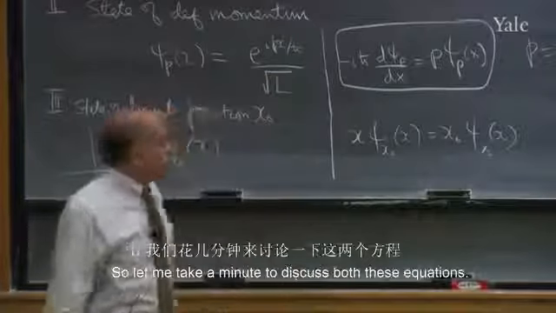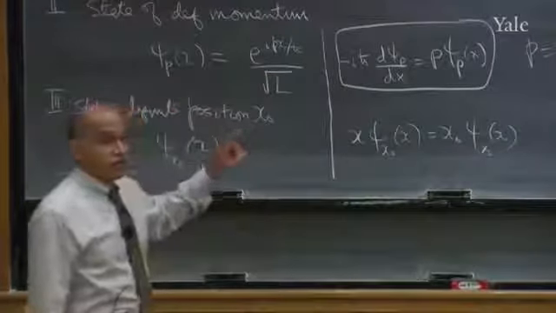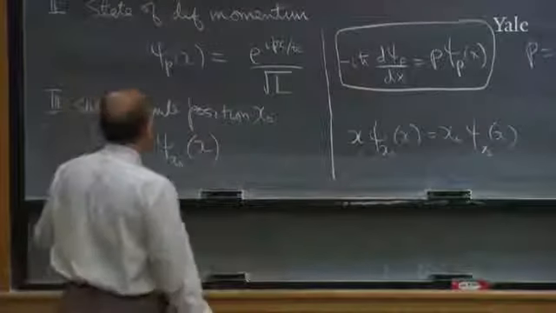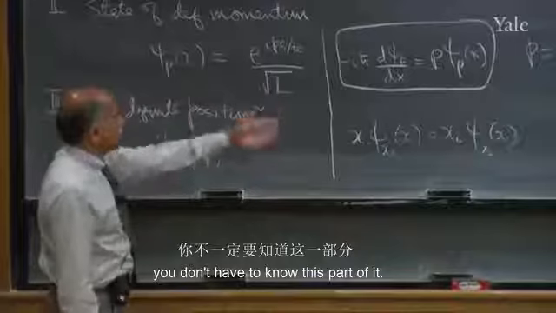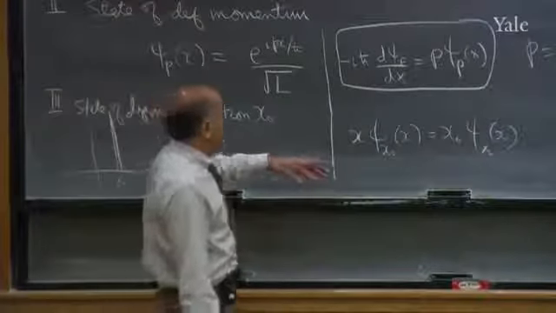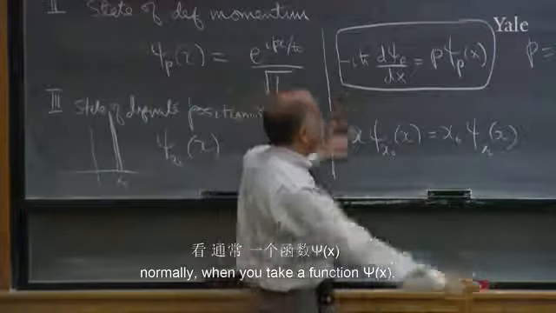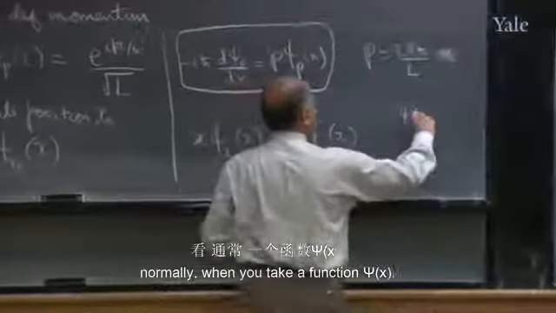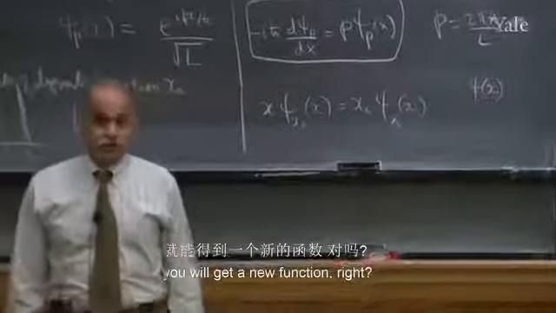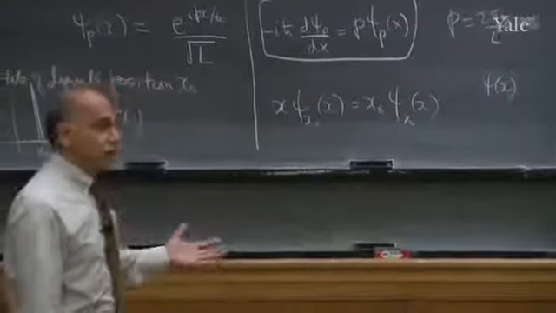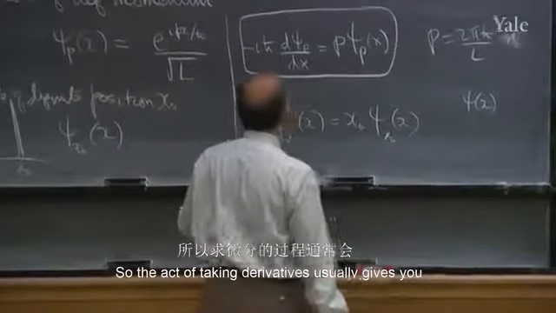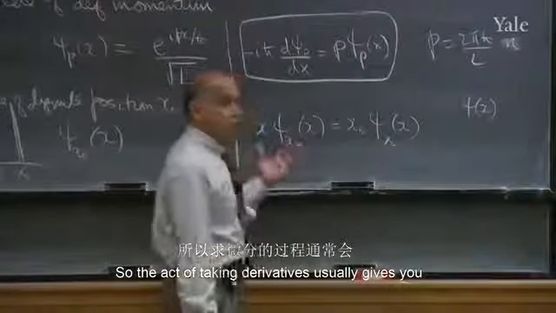So let me take a minute to discuss both these equations. They're very special mathematical forms, and this is just for your own interest. You don't have to know this part of it at all. This will do for this course. But if you want to know the whole story, normally when you take a function psi of x and you differentiate it, you'll get a new function. If you take a sine, you'll get a cosine. If you take x squared, you will get 2x. So the act of taking derivatives usually gives you a brand new function, a different function.